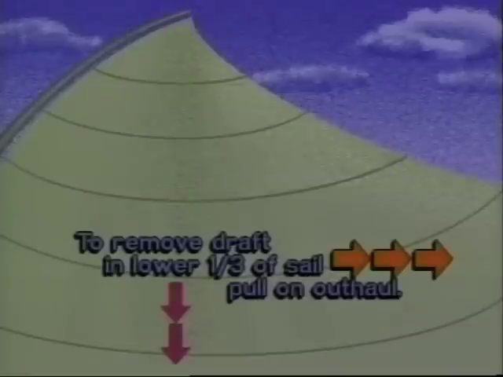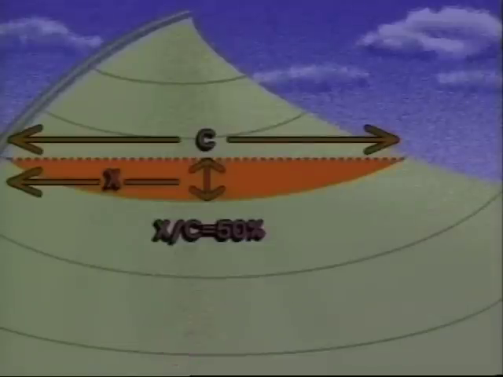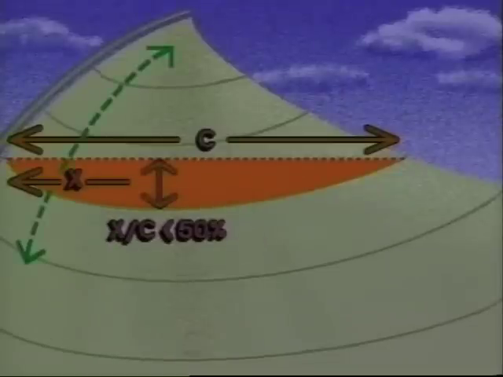Another important factor in controlling mainsail shape is the location of maximum draft. The textbooks tell us that the optimum point of maximum curvature in the mainsail is about 50% back from the leading edge of the sail. The location of maximum draft in the mainsail is adjusted by tensioning the luff. Tensioning the luff moves draft forward.